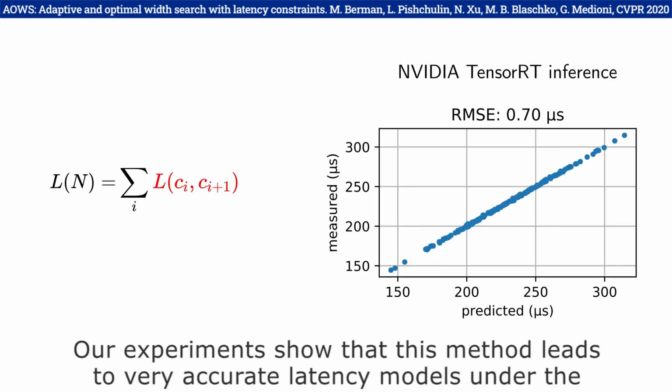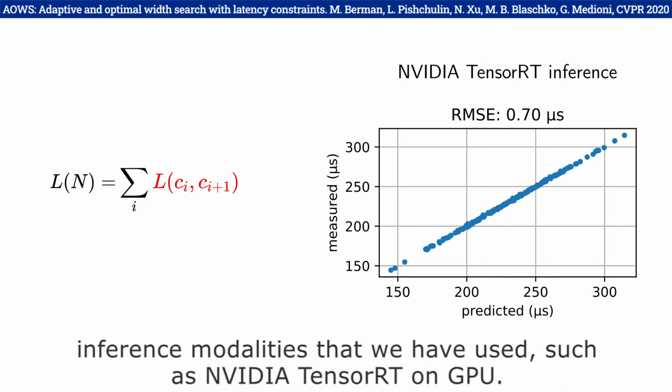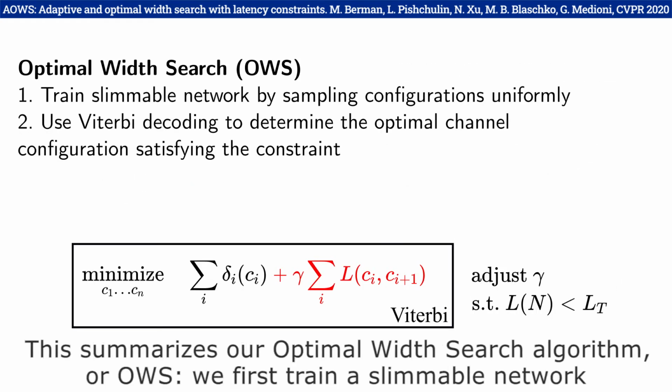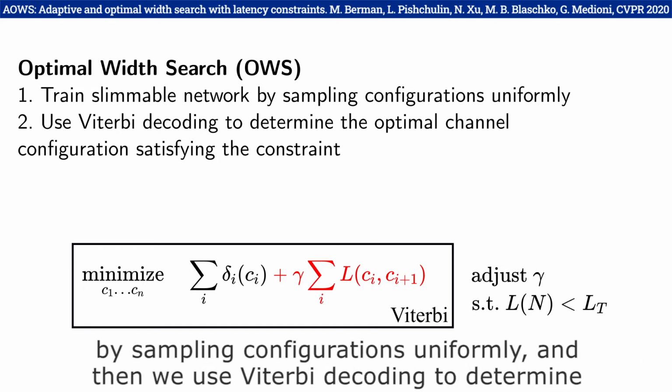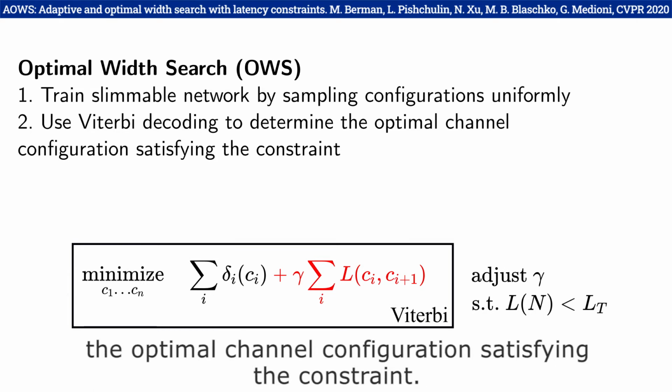Our experiments show that this method leads to very accurate latency models under the inference modalities that we have used, such as NVIDIA TensorRT on GPU. This summarizes our optimal width search algorithm, or OWS. We first train a slimmable network by sampling configurations uniformly, and then we use Viterbi decoding to determine the optimal channel configuration satisfying the constraint.